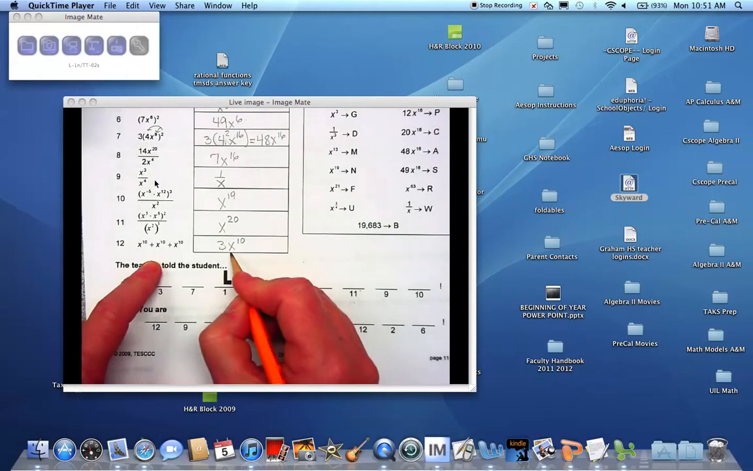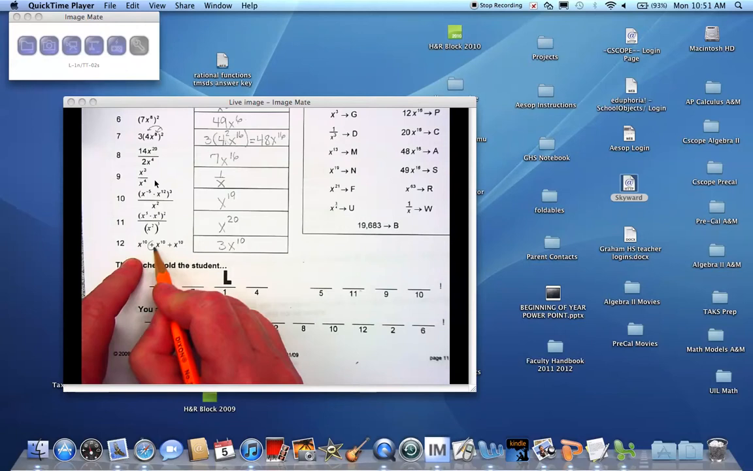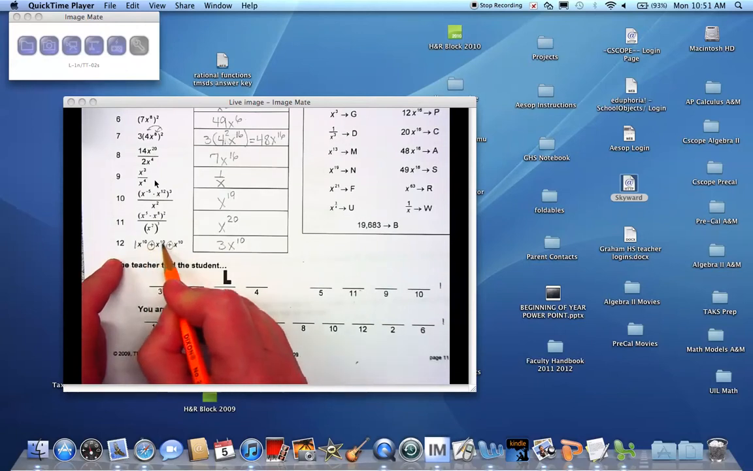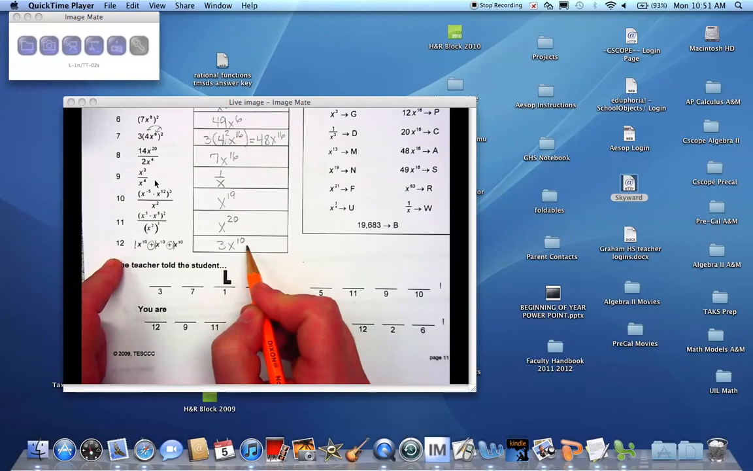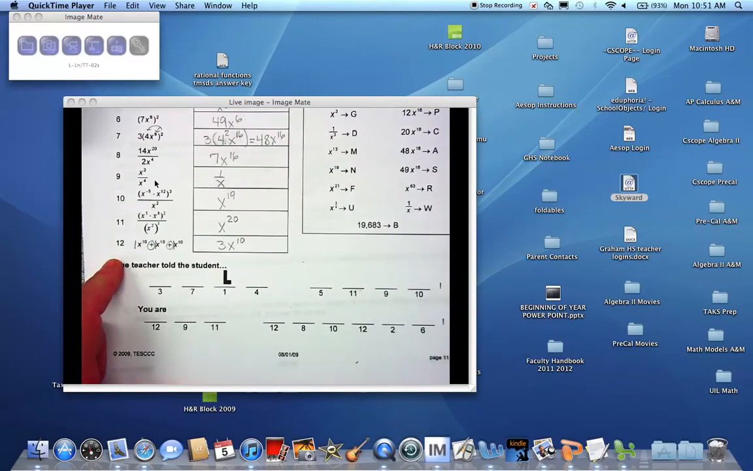Okay, it's not x to the 30th, is it? Because we're adding. So it's like 1x to the 10th plus 1x to the 10th plus 1x to the 10th is 3x to the 10th. Okay, they're like terms. They're all alike, so we can add them together.